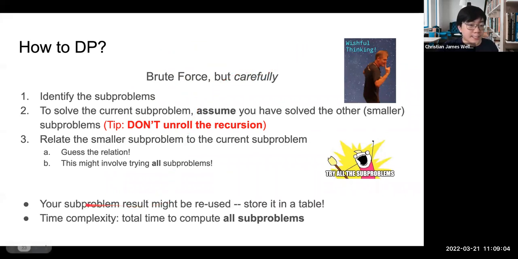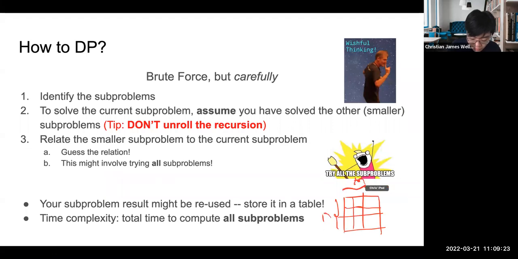Okay, so your sub-problem, as we mentioned earlier, might be reused. So we store it in a table. Okay, and the time complexity is really the time to compute all the sub-problems. So imagine, let's say you have a table of results. This is maybe n by m, for example. So the total time is the individual time of all of these cells added up together. And that will be the total time complexity in a dynamic programming paradigm.